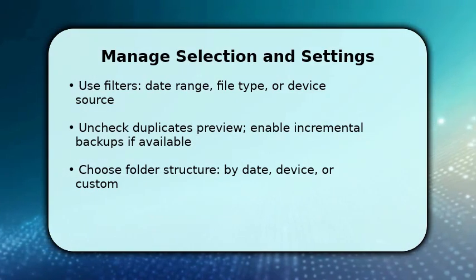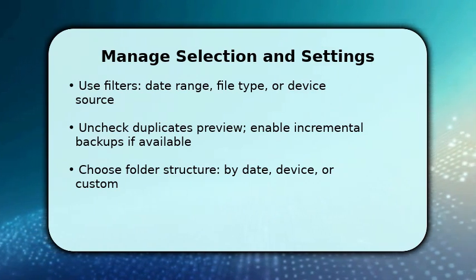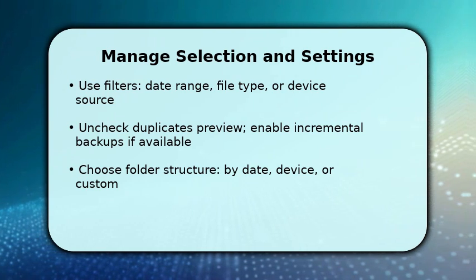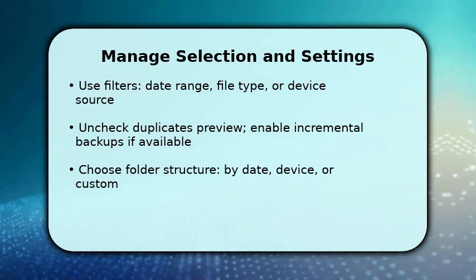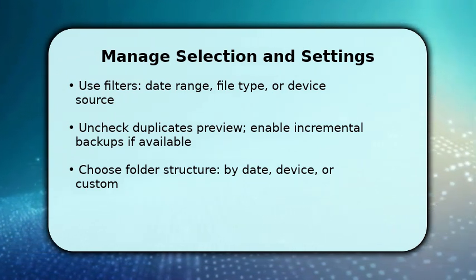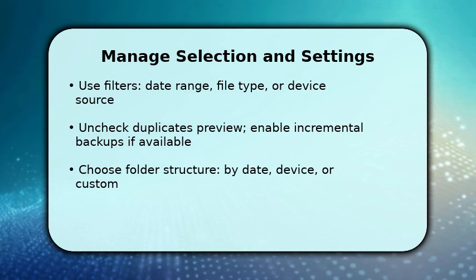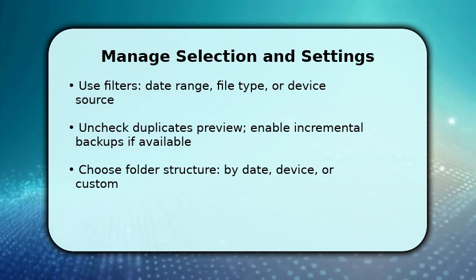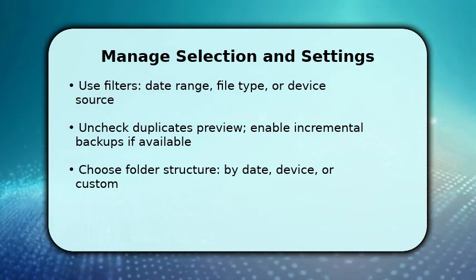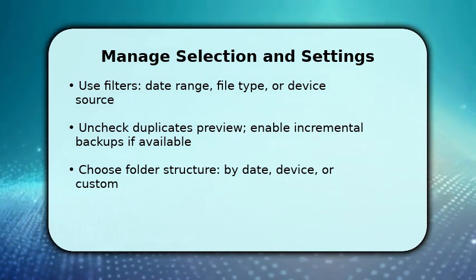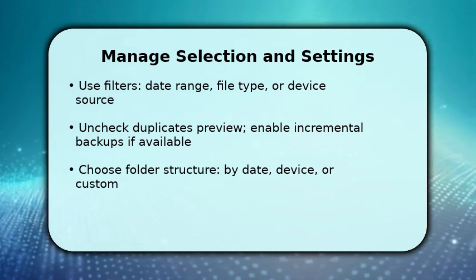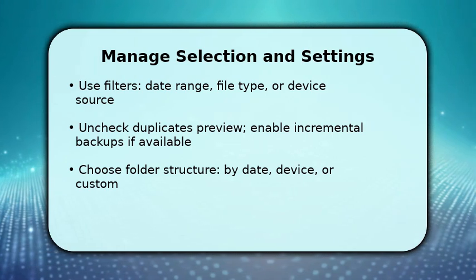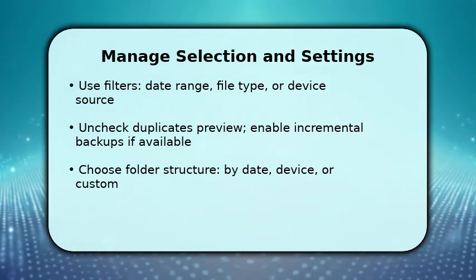You now manage what gets saved and why. Precise selection reduces clutter. In the app, use filters to isolate recent photos or specific file types, then preview results so you understand space needs. Make sure to enable incremental backups if you want only new items next time. This saves time and storage. Also choose a clear folder structure, for example by date, so you can find images later. Once satisfied, press Backup and watch the progress indicators to confirm throughput and errors.